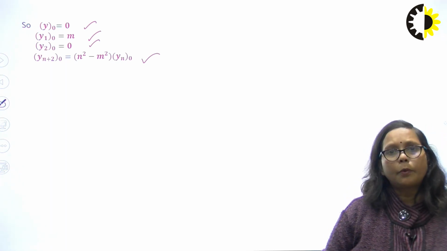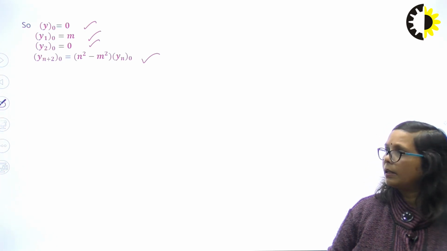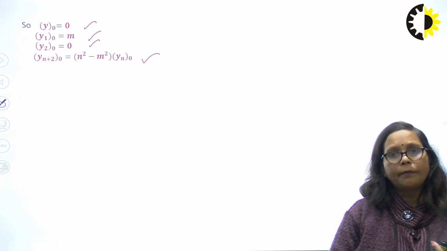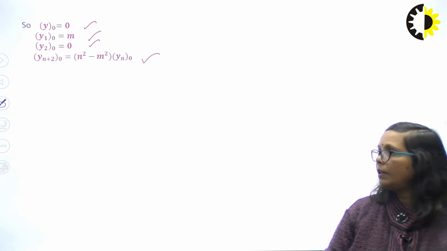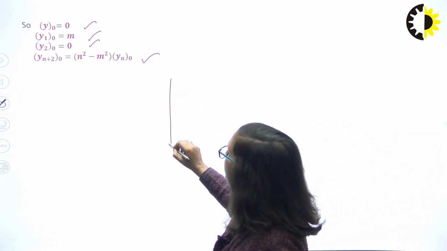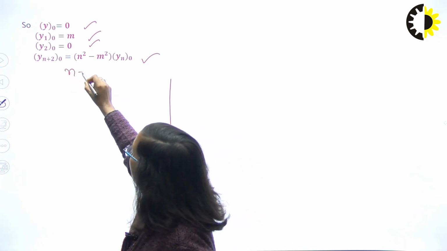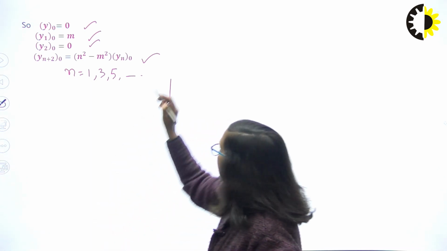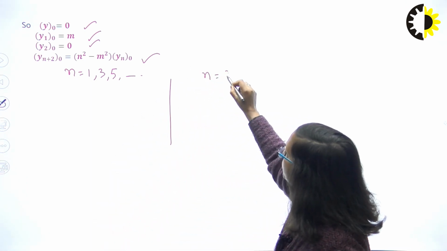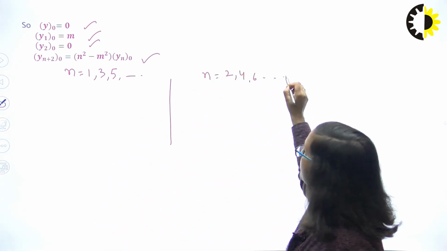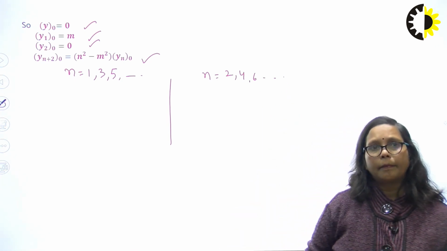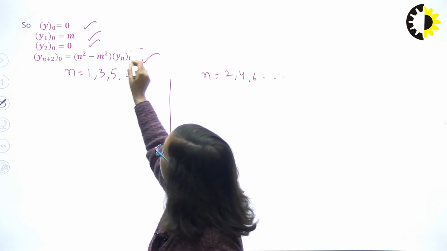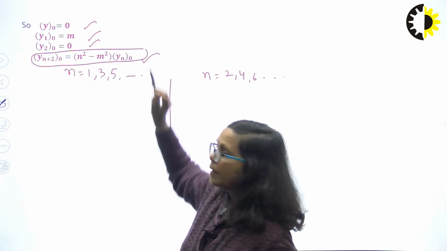Now I start putting various values of n over here, and I break these values of n into odd values and even values. We generally put a line in between. Here we take the odd values of n like 1, 3, 5, 7 and so on, and here we take only the even values like 2, 4, 6 and so on. Now look at what happened. We are putting these values of n in this last relation, which is the recurrence relation.